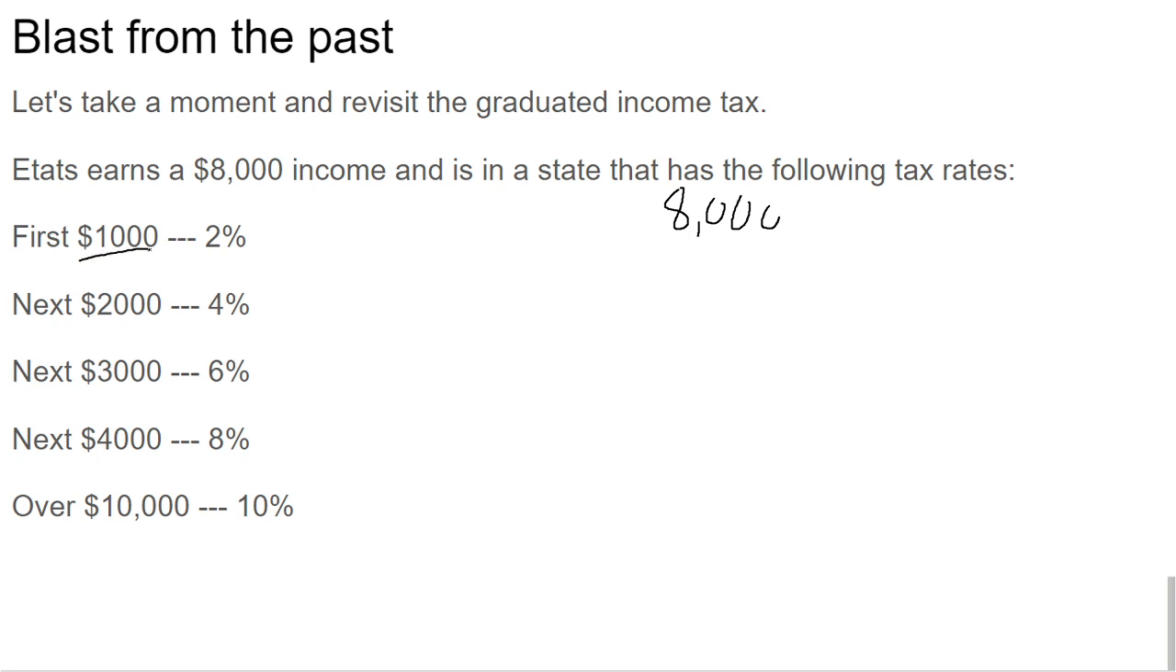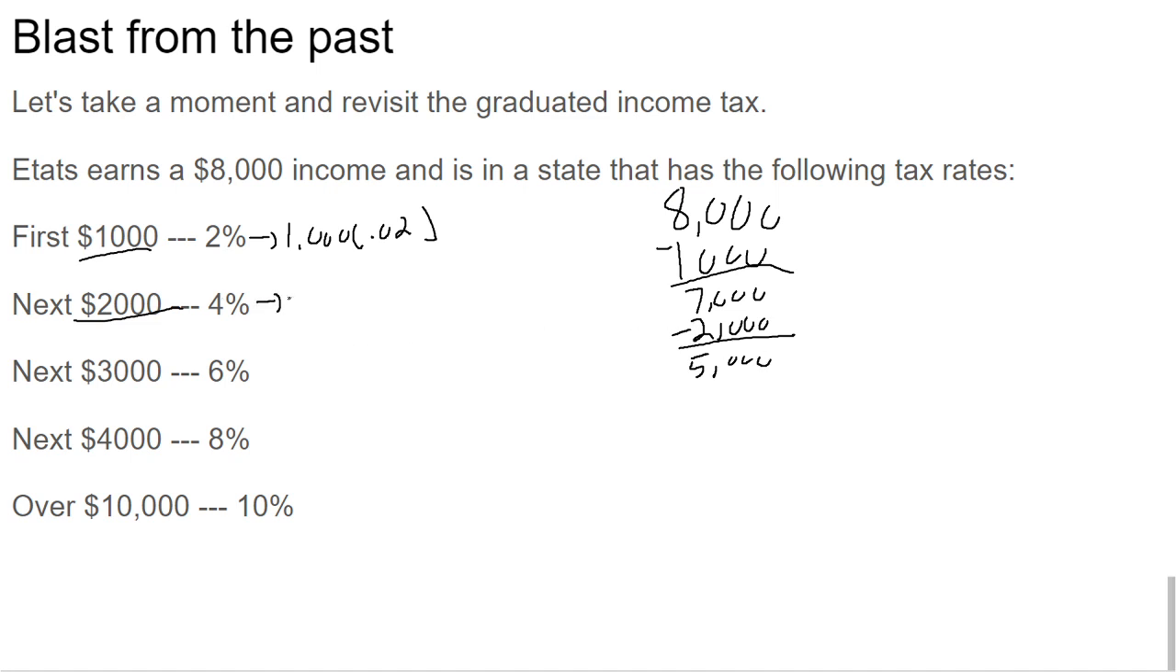So the first thing we're going to do is take out $1,000. So minus $1,000, we have $7,000 left. Where does that $1,000 go? Well, it goes right here at the 2% rate. So $1,000 times 0.02. Then we have the next 2,000. So we're going to take out 2,000 more, get 5,000 left. That 2,000 goes with the 4% rate. So 2,000 times 0.04. Then we're going to take out 3,000. So we're going to subtract the 3,000, and we get 2,000 left. That 3,000 is going to go right here at the 6% rate.